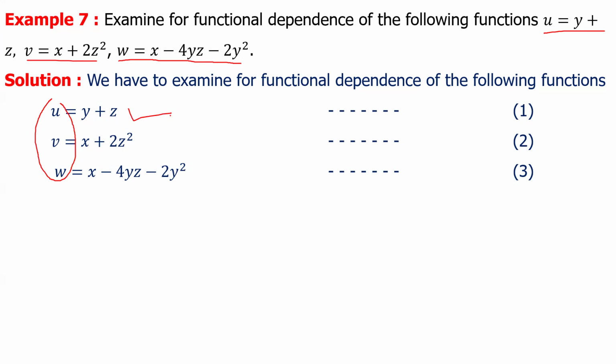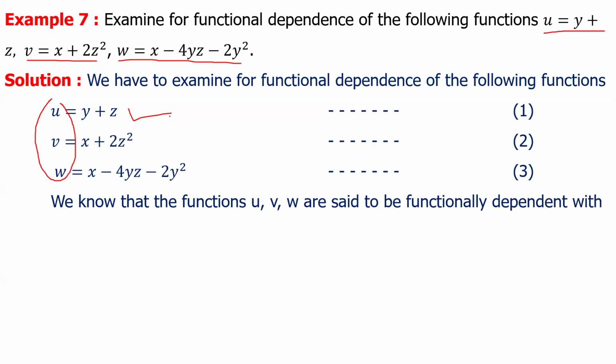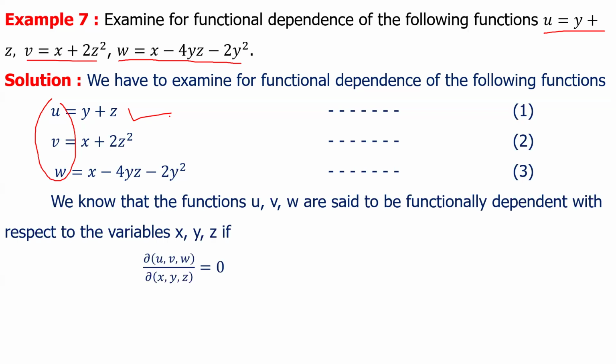Now, how to identify that the given functions are functionally dependent or not? So let us take the definition. We know that the functions u, v, w are said to be functionally dependent with respect to the variables x, y, z if Jacobian of u, v, w with respect to x, y, z is equal to 0. So if we prove that the Jacobian of u, v, w with respect to x, y, z is 0, then we can say that these functions are functionally dependent.